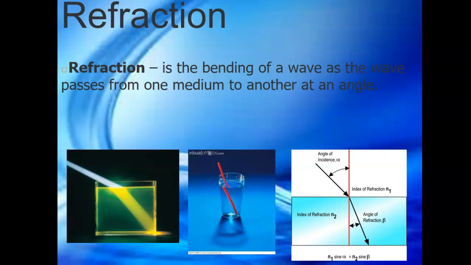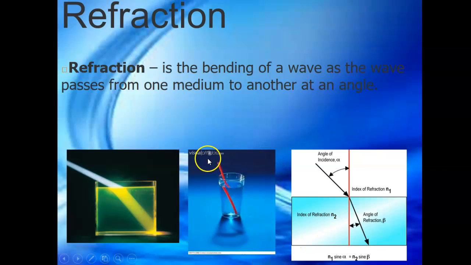The second wave interaction we're going to look at today is refraction. This is the bending of a wave as the wave passes from one medium to another at an angle. So here's our medium, this liquid here. The light wave passes through it, and then we can see a little refraction. We see that light wave begin to bend as it passes through that medium. We should have been able to see some refraction if you were in one of the groups that did the lab with the water and the penny.